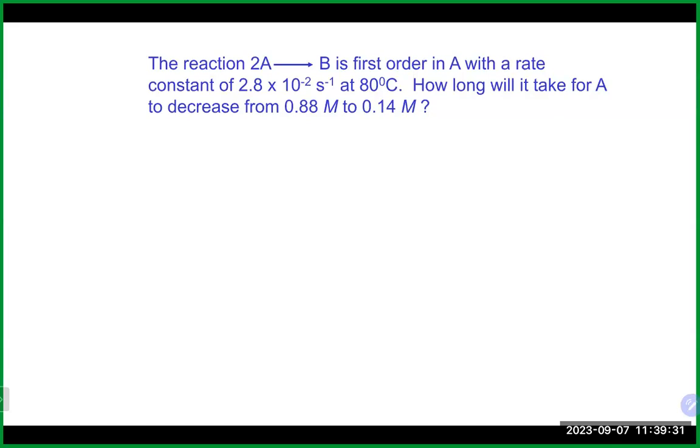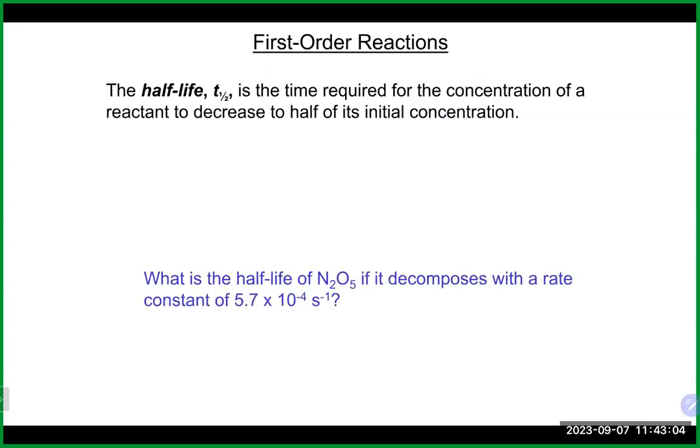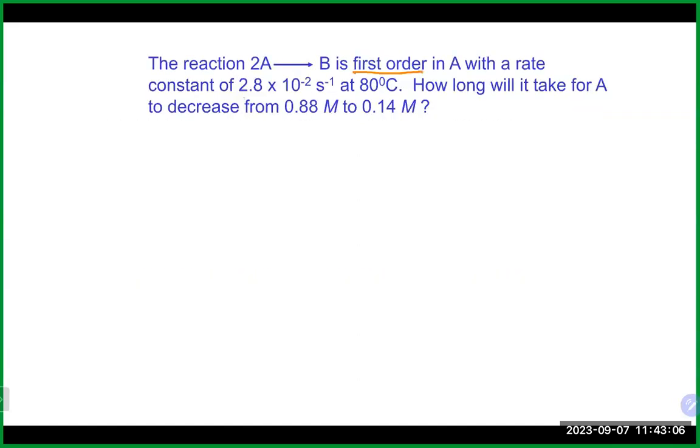The reaction 2A goes to B is first order, has a rate constant of 2.8 times 10 to the minus 2 reciprocal seconds. How long will it take to decrease from 0.88 to 0.14? Okay, let's take a look. So first off, they were nice enough to tell us that it is first order, but that's not always the case. Once again, we do have the rate constant given to us, and we do see the units associated with the rate constant.